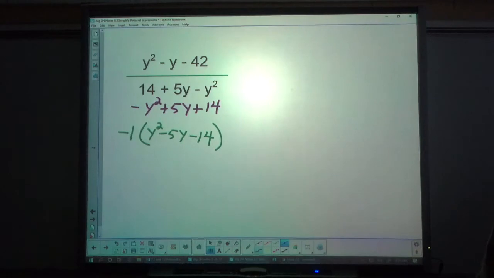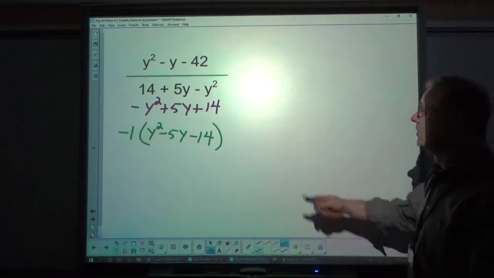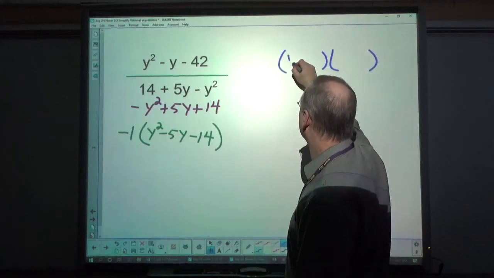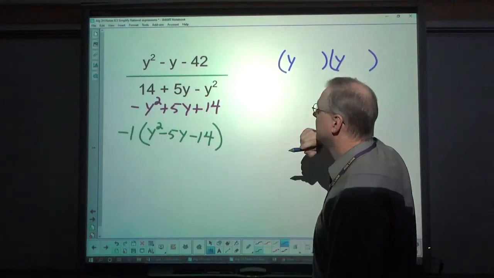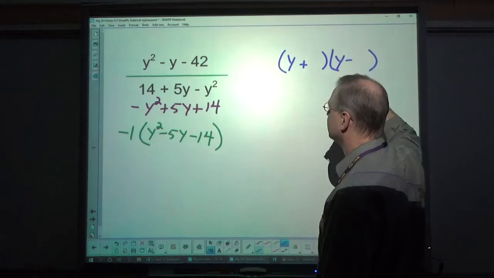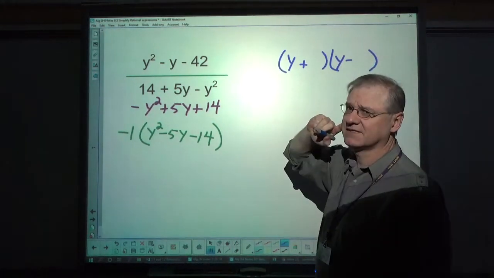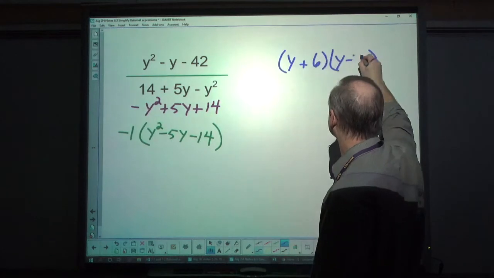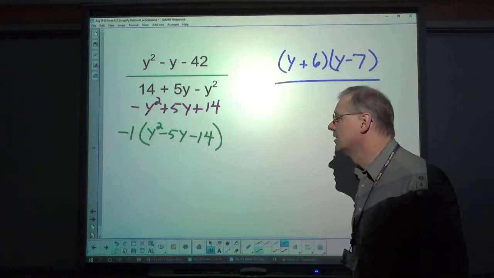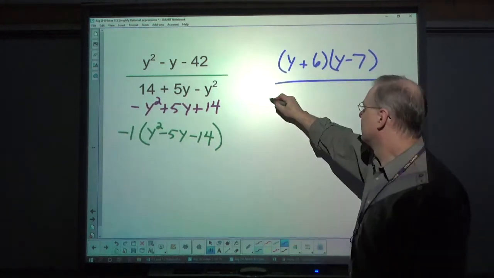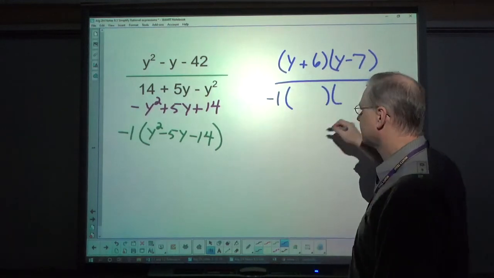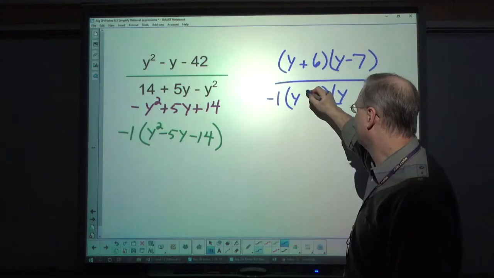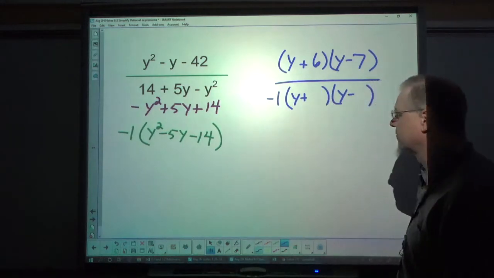Now I'm going to go ahead and do some of my factoring. On top, I'm going to factor into two parentheses, y and y, a plus and a minus. 6 and 7 differ by 1, 6, 7. On the bottom, negative 1. Again, y and y, but this time plus and minus.